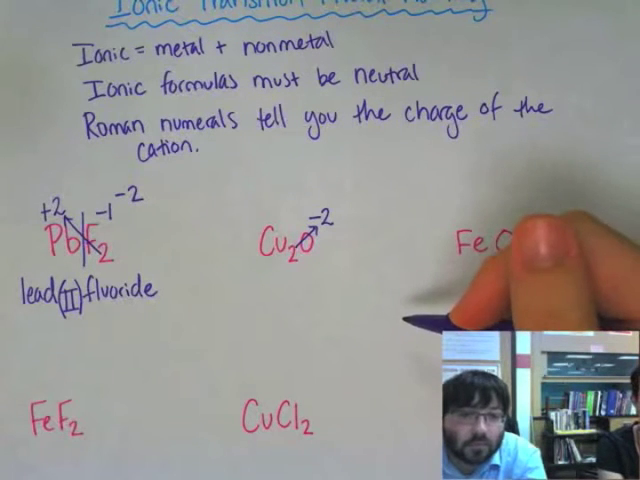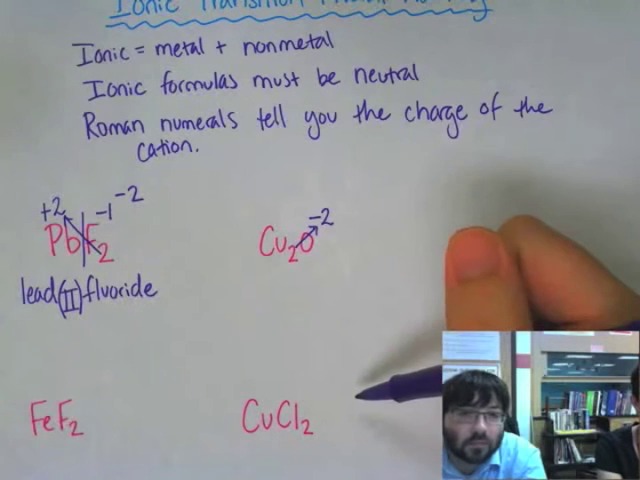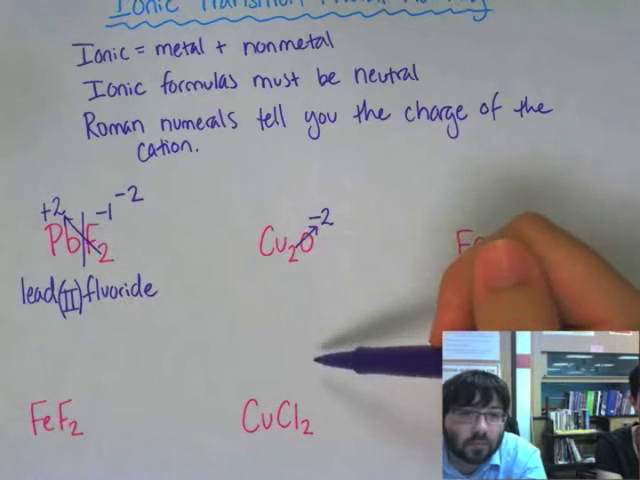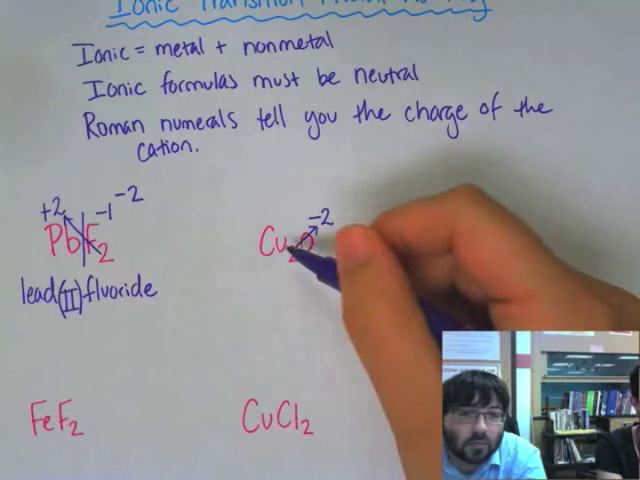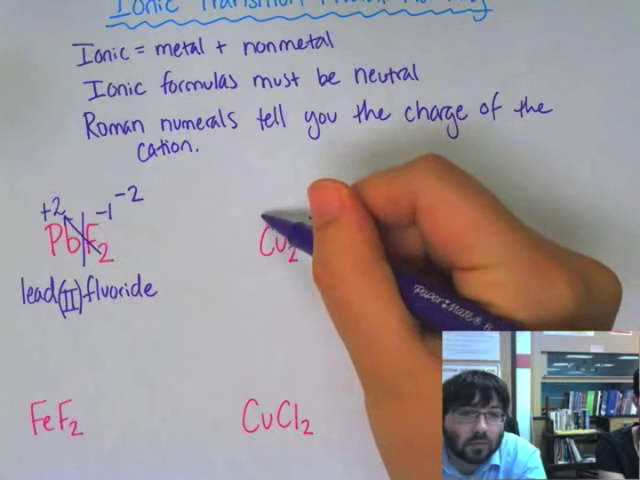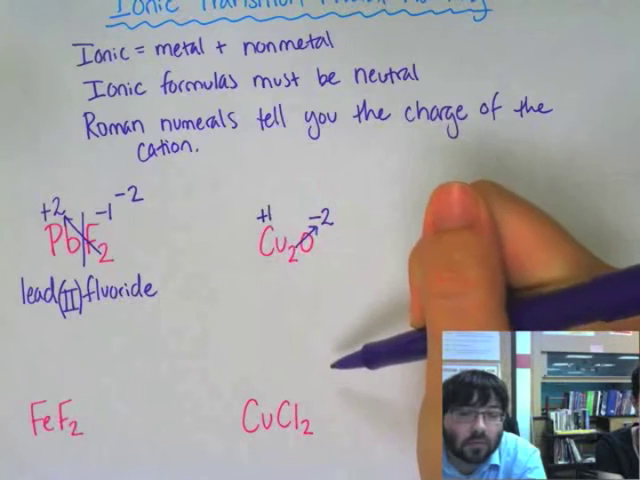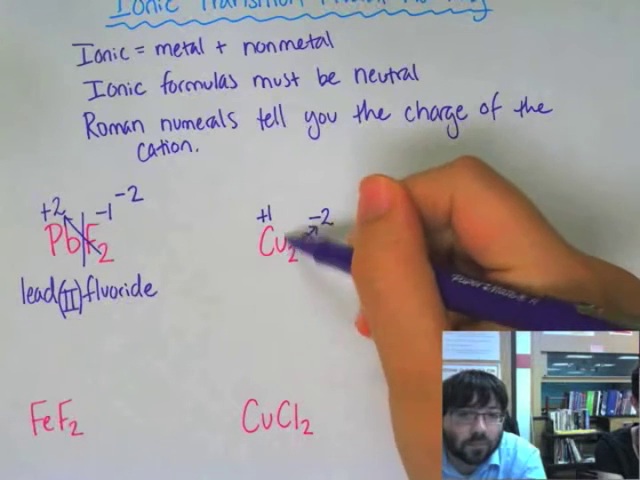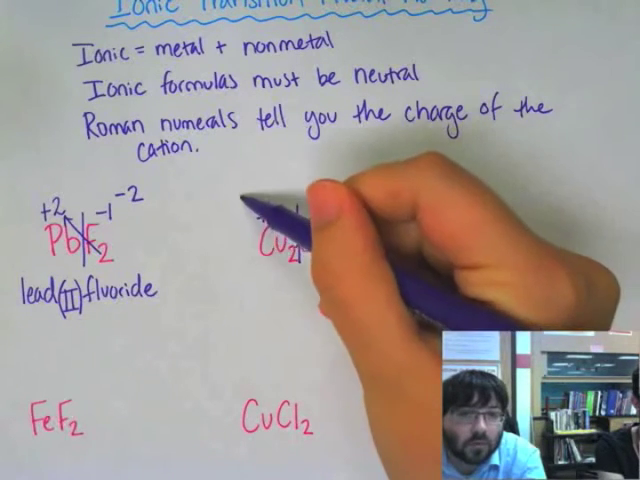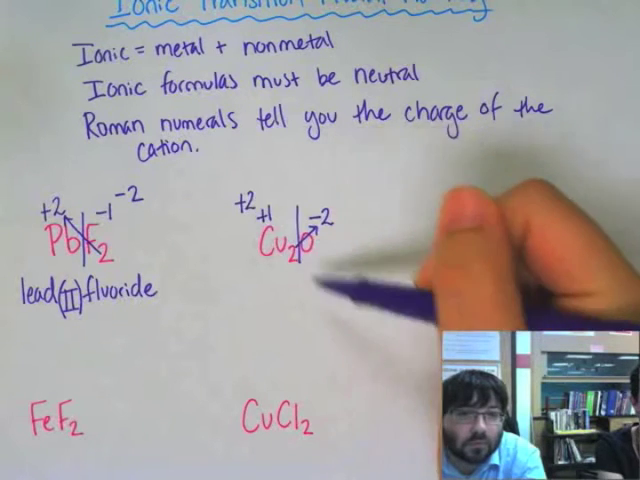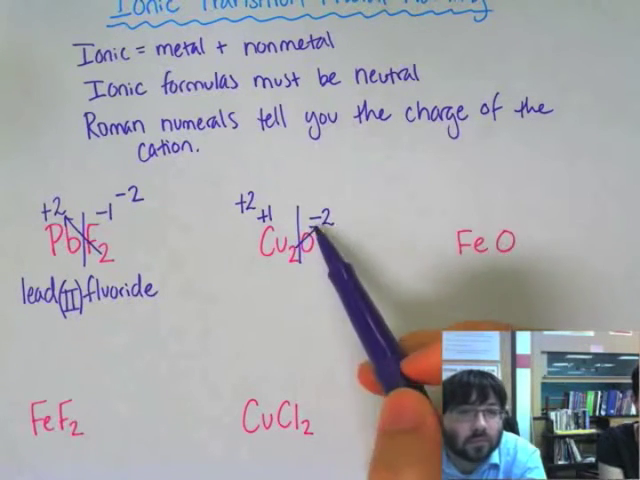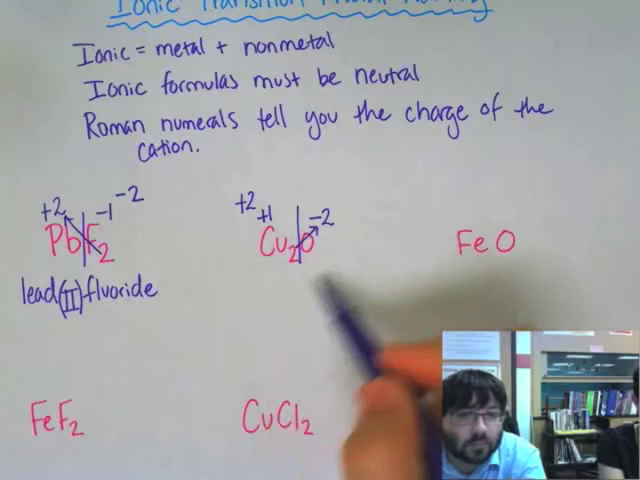Now, because this one has a charge of -2 and this one has to cancel it out, this copper has a charge of +1, right? But since there's 2 of them, this half of the formula is going to have a charge of +2 to cancel out this -2, so that overall, it is neutral.